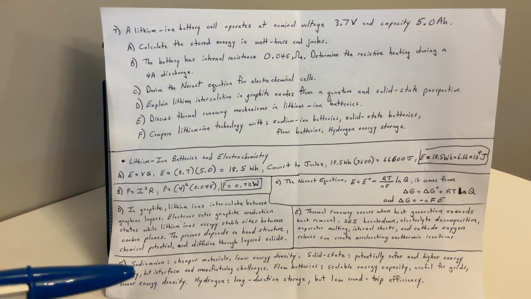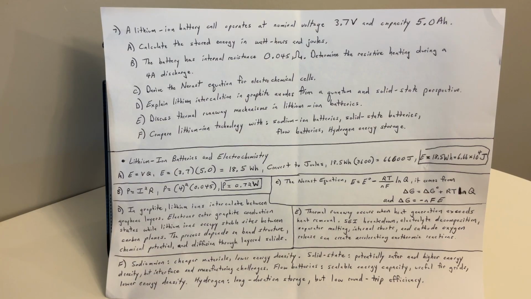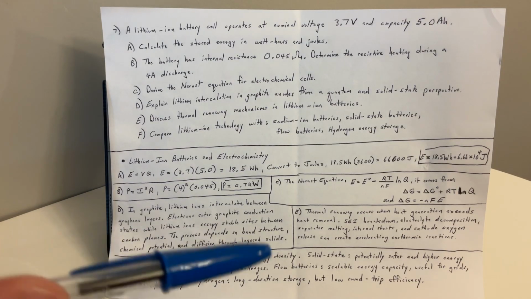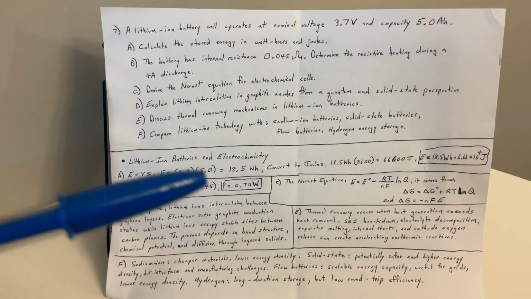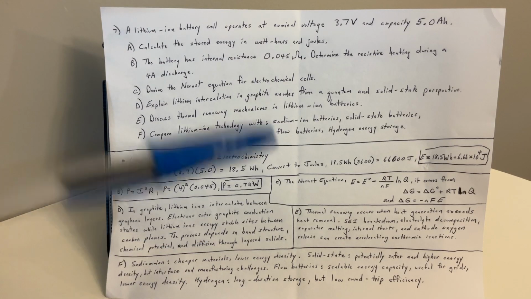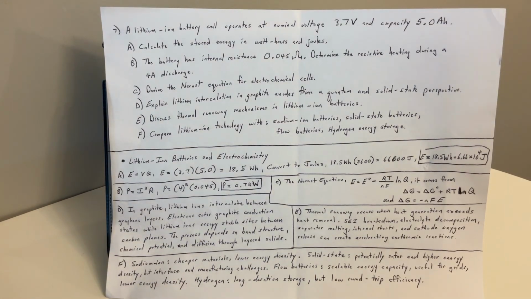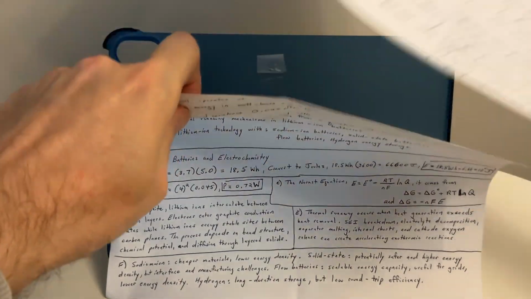So for letter F, sodium ion, cheaper materials, lower energy density. Solid state, potentially safer and higher energy density, but interface and manufacturing challenges. Flow batteries, scalable energy capacity, useful for grids, lower energy density. Hydrogen, long duration storage, but low round trip efficiency. And that's all for number 7. Let's move on to number 8.